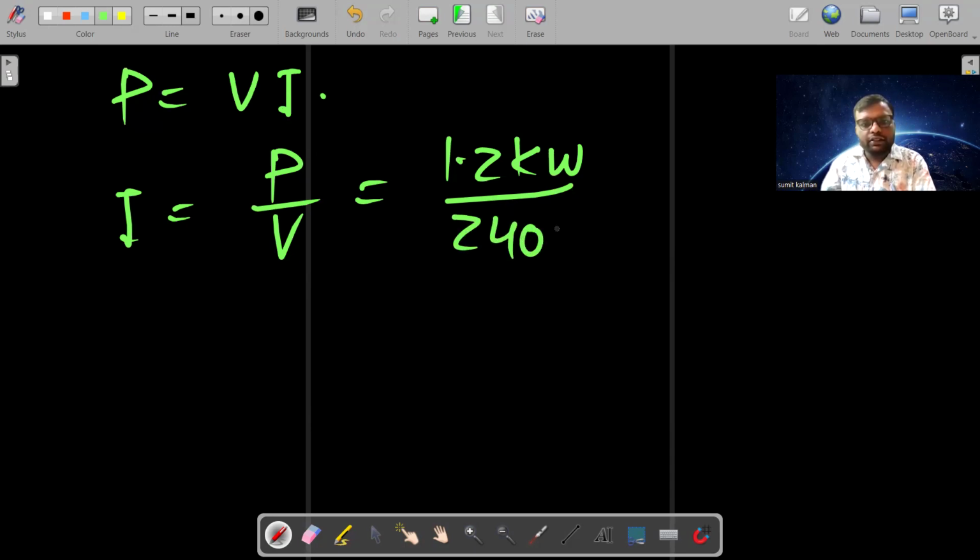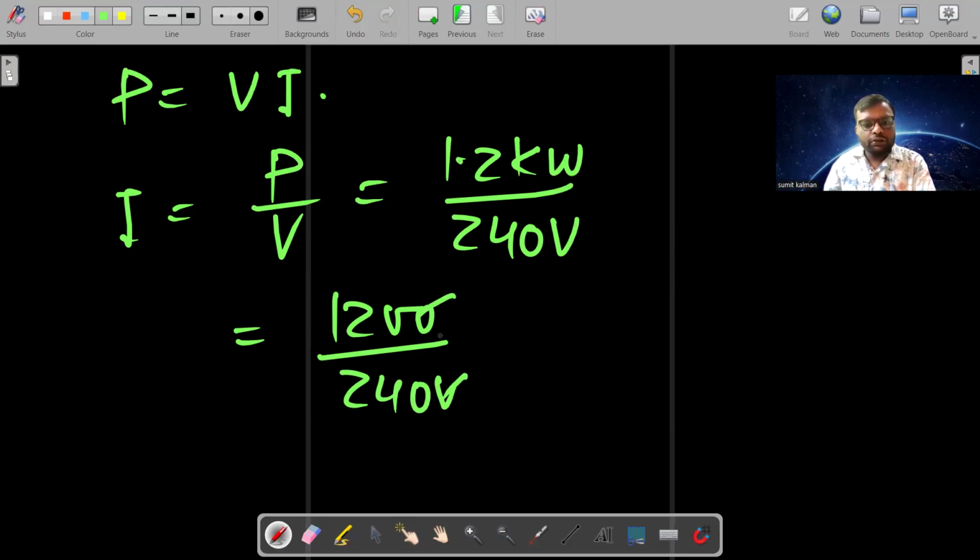So here, students, convert kilowatt into watt. It will become 1200 watt over 240 volt. 0 will go by 0, 24 5s are 120. So here, students, you will get how much? 5 ampere. So this is the correct answer.